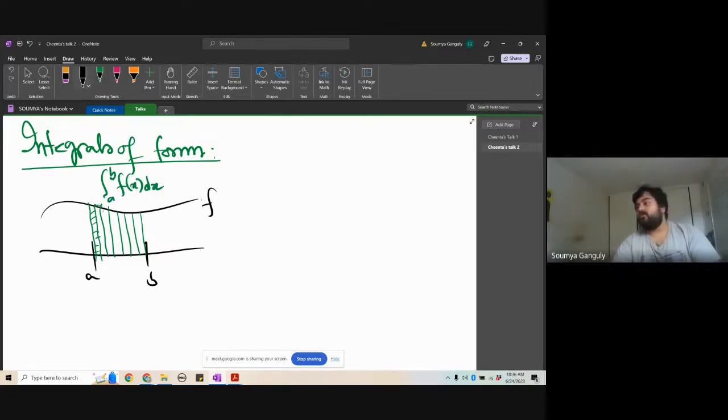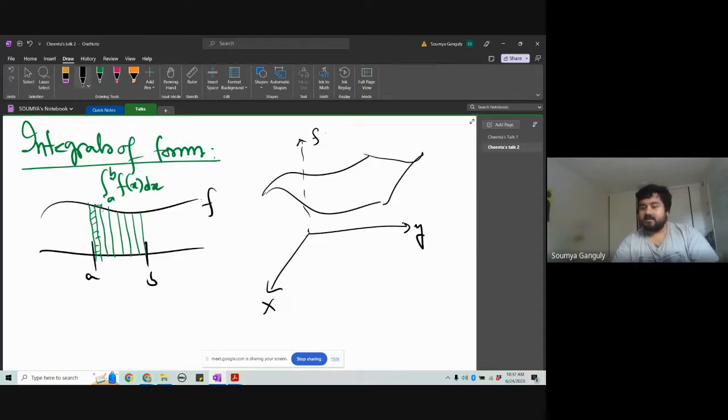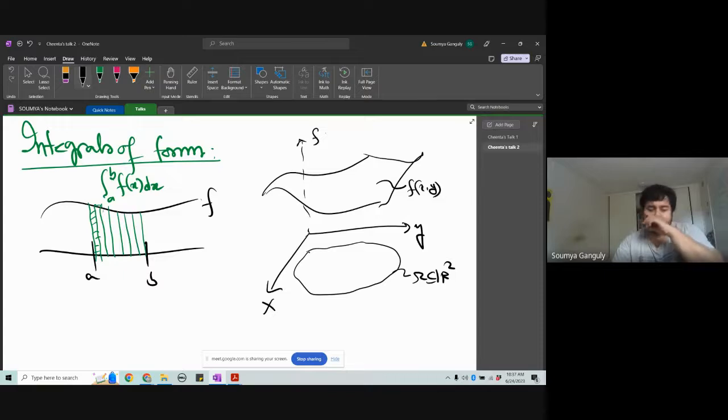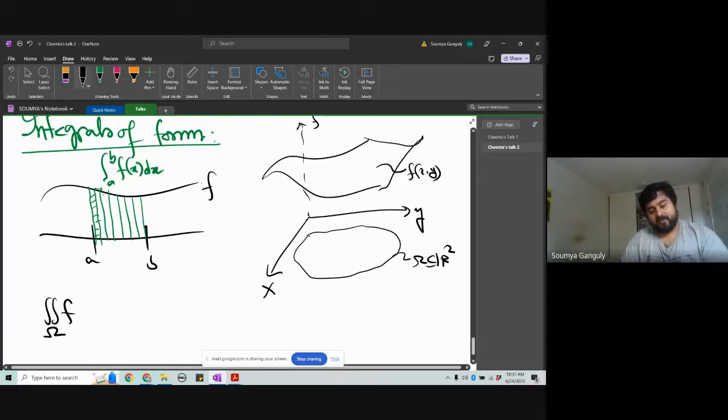Similarly, if you have a function of two variables, you can think of the function as the following. You have two variables x and y, and the function can be drawn on the third axis, like this, right? And there is a domain of definition, the domain omega in R2, on which this function f is defined. This is f of x, y. If you know a little bit of 3D geometry, you know how to draw this, right? So now, how do you define the double integral of f(x,y) dx dy on the domain omega?